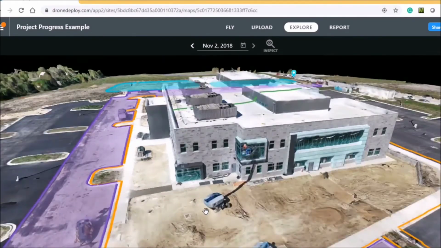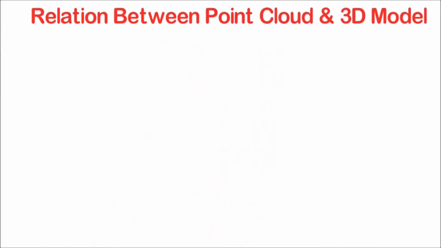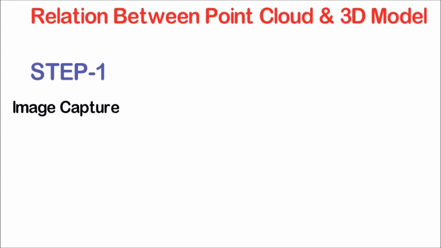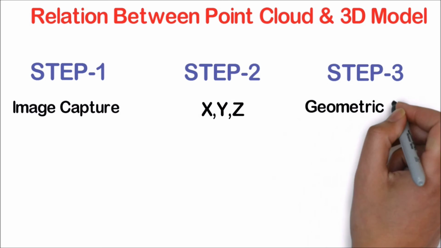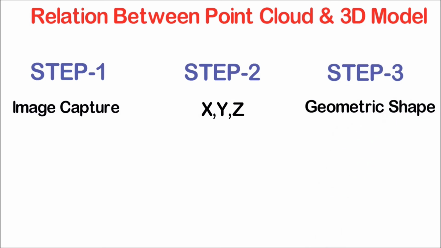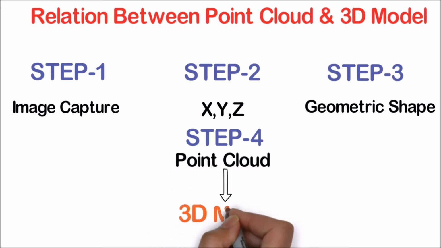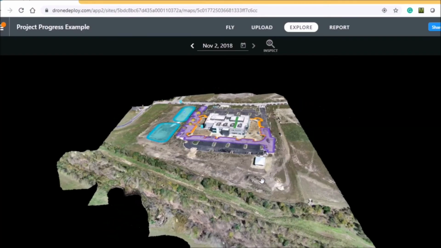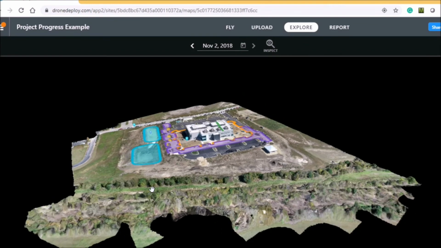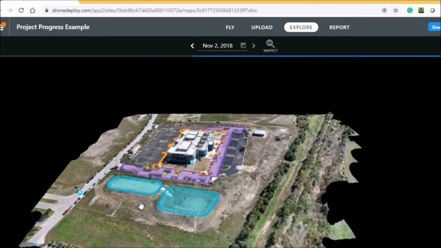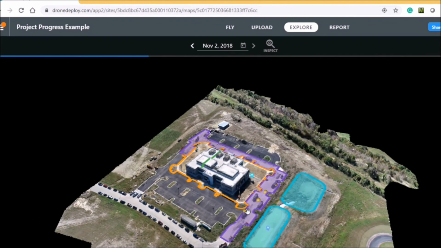In step 1, the drone captures images. In step 2, these images get their location X, Y and Z, like latitude, longitude and altitude. In step 3, using triangulation, these points are connected together. In step 4, a point cloud is created using these points. Now this point cloud is used to generate 3D models. After image acquisition, all the process is done in image processing software to do the rest of the steps.